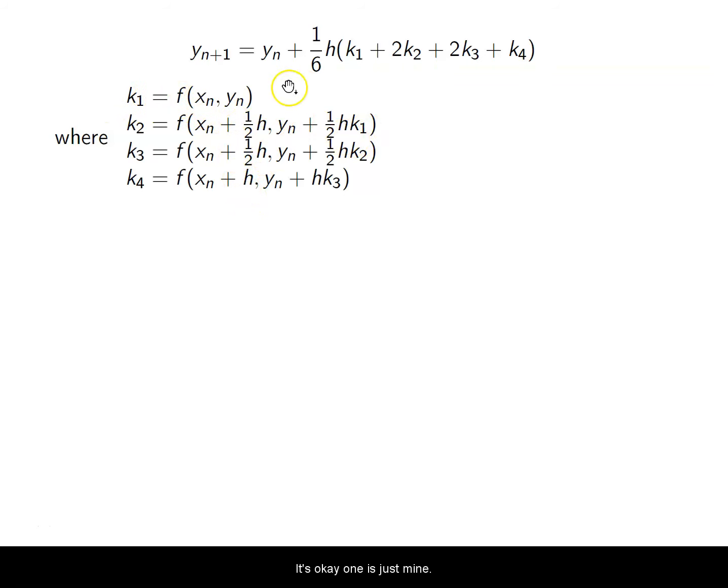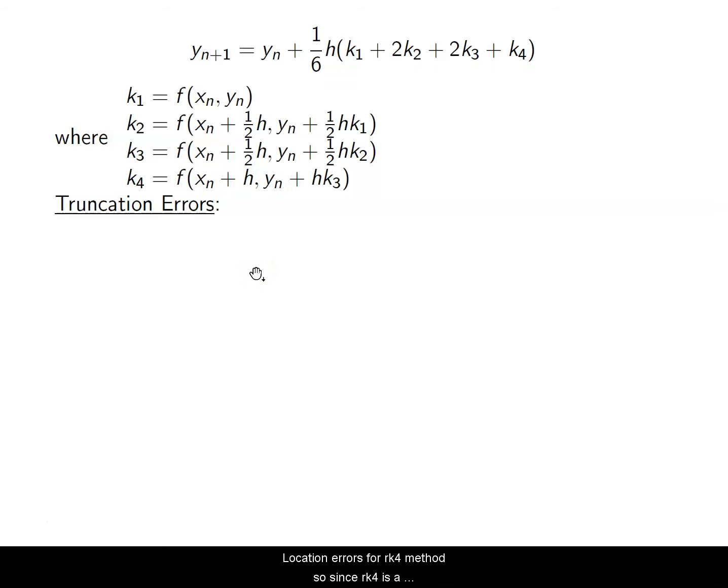So K1 is just my current point plugged into my y prime function. Here I have 1/2 h away and 1/2 times h times my k1 plus my y_n. Same thing here, but times the k2. And then, so the k2 and k3s are the same distance away. K4 is a full step size away. Okay.